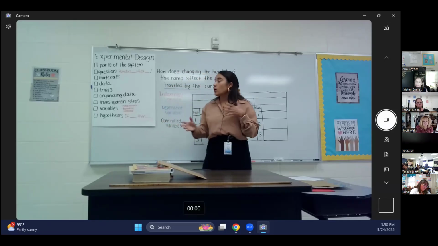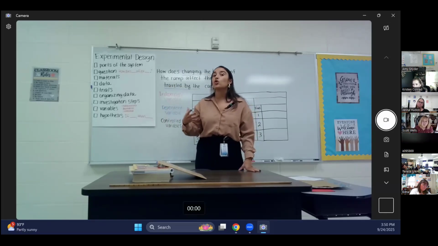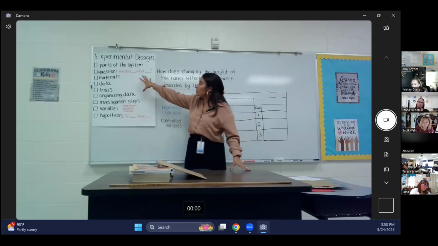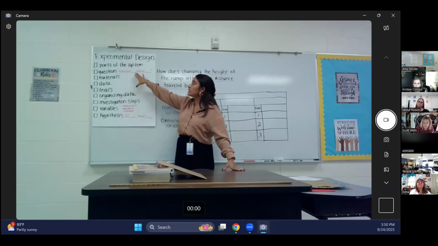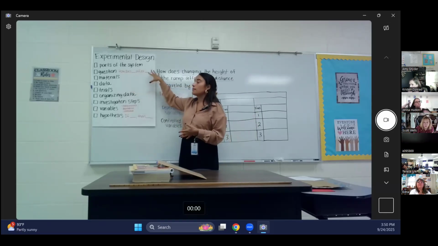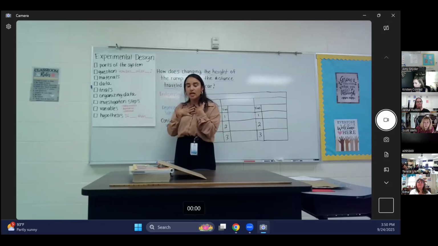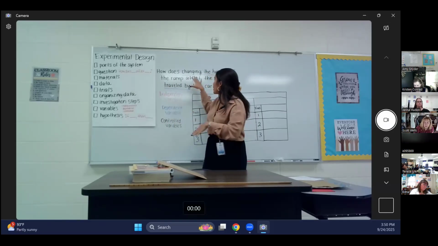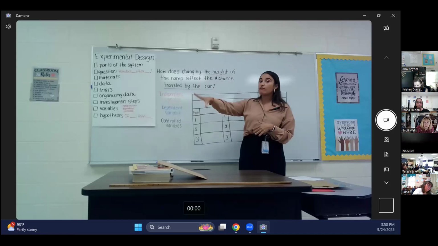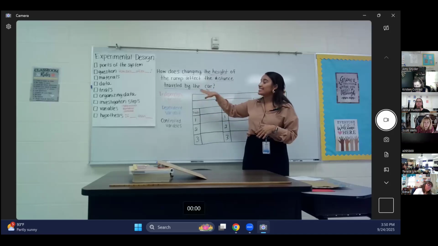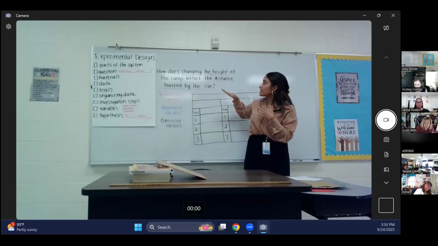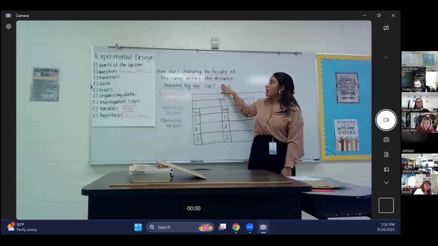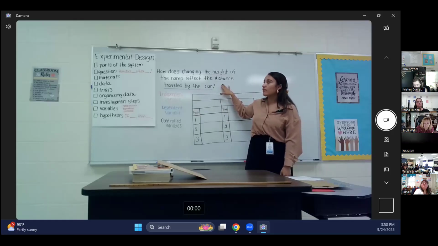And so then I would let the students know all of these force investigations are going to start with a question. Your sentence stem could be, how does blank affect blank? And so the question that I'm trying to answer with my investigation today is, how does changing the height of the ramp affect the distance traveled by the car? So my question is, how does changing the height of the ramp affect the distance traveled by the car?